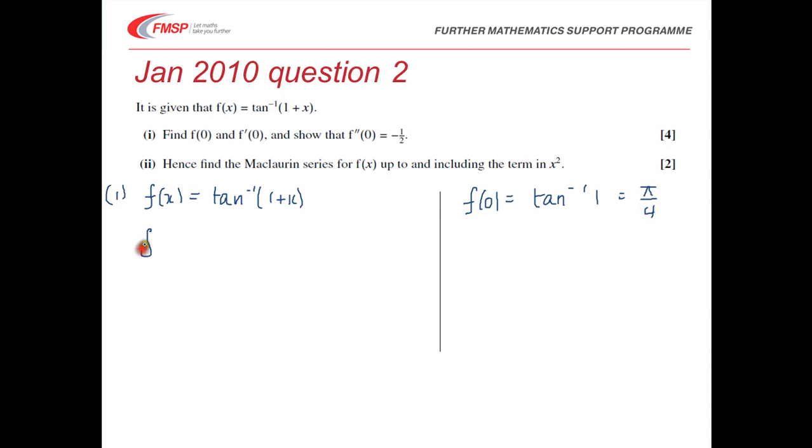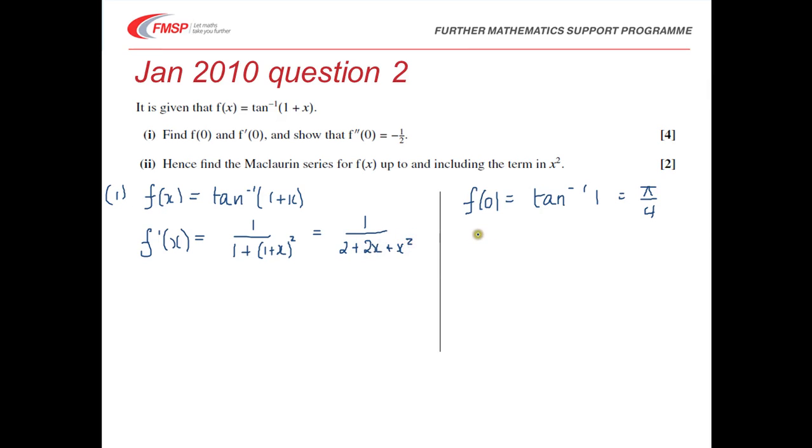Now we need to find the derivative of f of x. So remember, you can look up the derivative of tan to the minus 1 of x in your formula books, which is 1 over 1 plus x squared. So what we need here is 1 over 1 plus x all squared. So we're just replacing x by 1 plus x. So that is going to be 1 over 2 plus 2x plus x squared.